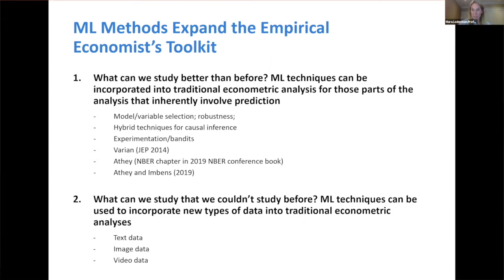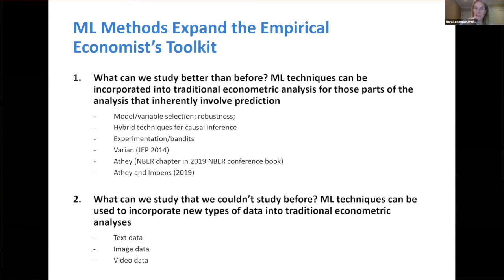And so some of those applications are for model and variable selection, for assessing robustness, hybrid techniques that Susan and others are working on for causal inference, thinking about bandit techniques as a methodology for experimentation. And here are a couple, actually here's where I have the site here, some of the papers that walk through this.